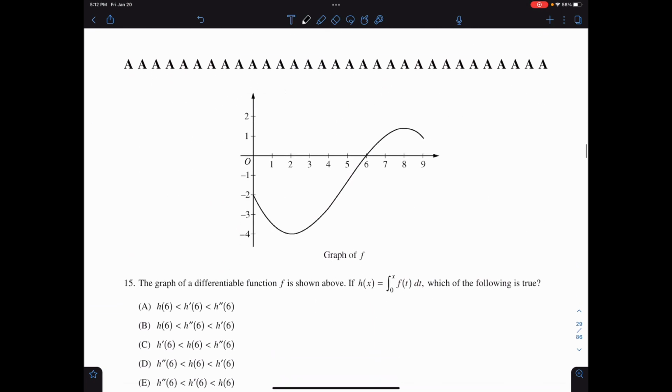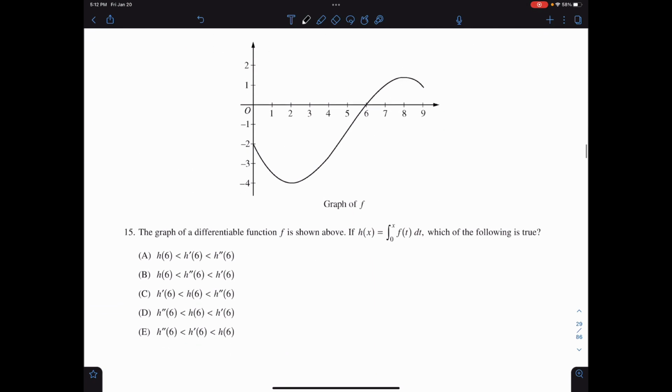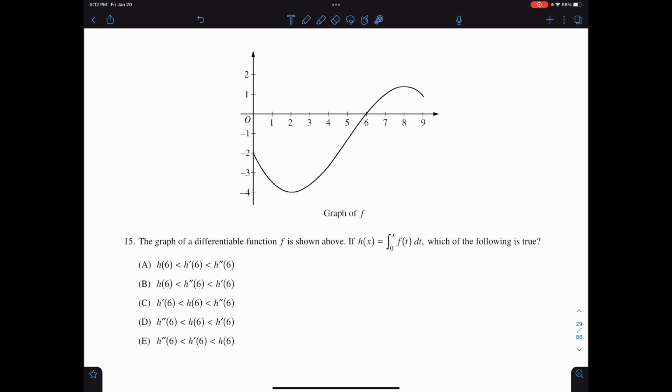So moving on to 15, we're given a graph of f. It says the graph of a differentiable function f is shown above. If h of x is equal to the integral from 0 to x of f of t dt, which of the following is true? So we're just going to pause and think about what h of x is.